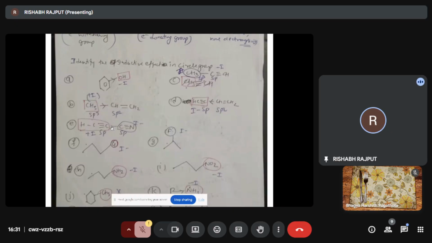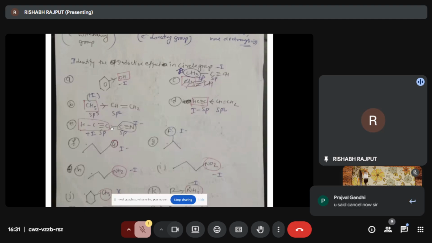Okay, and F, you can see this simple carbon chain connects to chlorine. That means this chlorine will have minus I effect. Okay, this chlorine also minus I effect. Ammonia, NH2, will also show minus I effect. This NO2 also will show minus I effect. Okay, if you are connected with a methyl alkyl group, the alkyl group always shows plus I effect normally. Okay, don't worry guys, I will show you the order also. Don't worry about that.